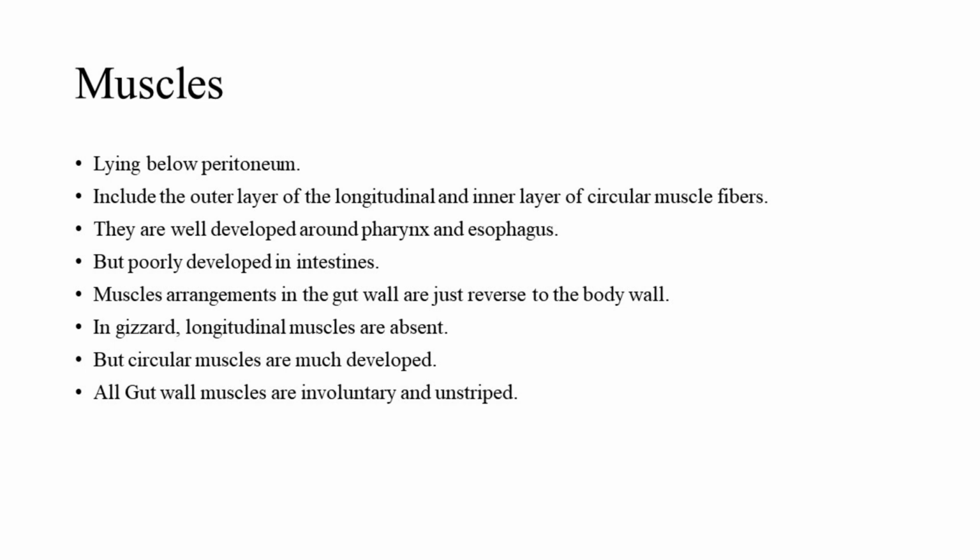Muscle arrangements in the gut wall are just the reverse of the body wall. In the gizzard, longitudinal muscles are absent, but circular muscles are much developed. All gut wall muscles are involuntary and unstriped.